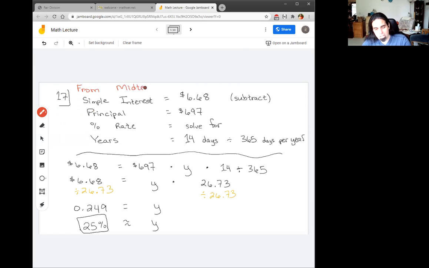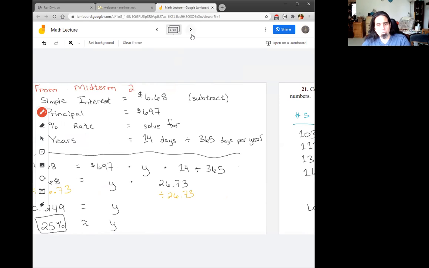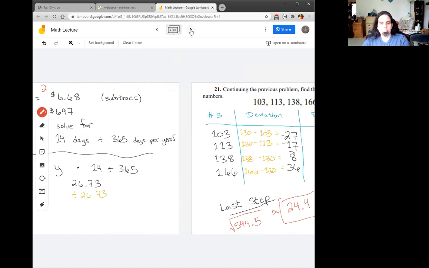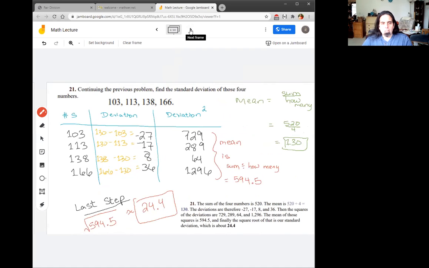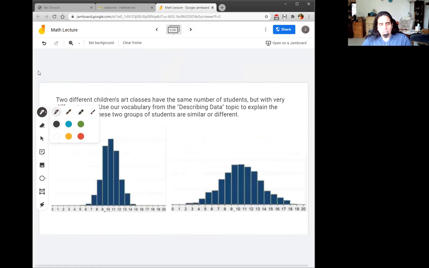Some people wanted to stay a little bit later after class on Wednesday, and we did these two problems together. Then this one I just put up as a bit of practice for us. Let me make this more shaped like the Jamboard.